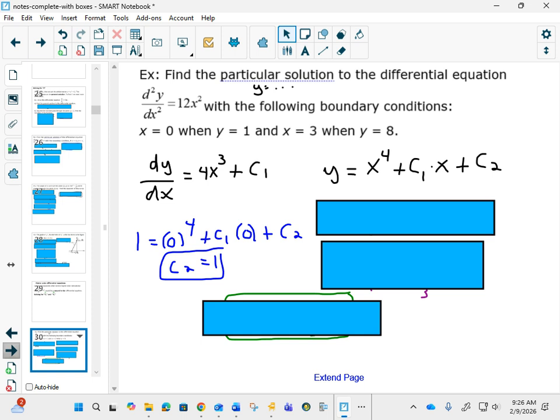Then if you work backwards from that one, you would get an x to the 4. Your c1 would now have an x beside it, and then your c2 would get added. Because if there was a number here, and I took the antiderivative of that, if c1 was a 2, you would get 2x.